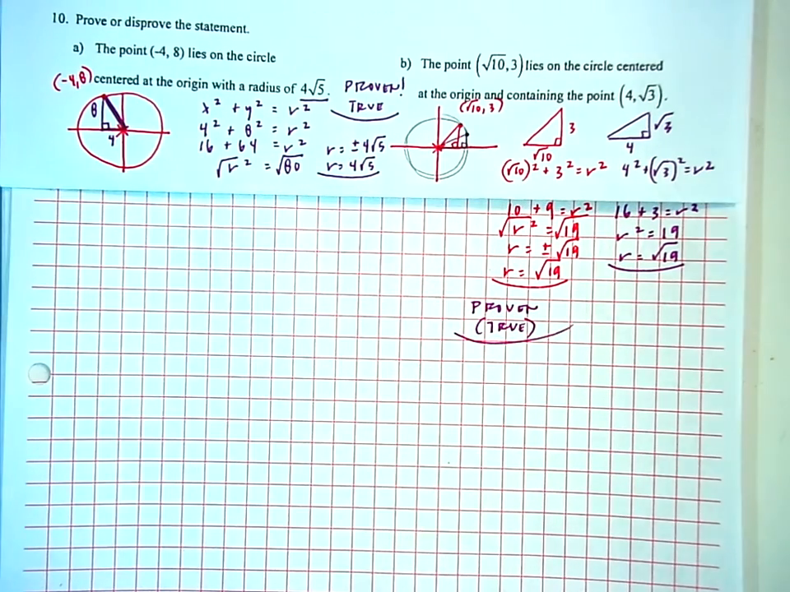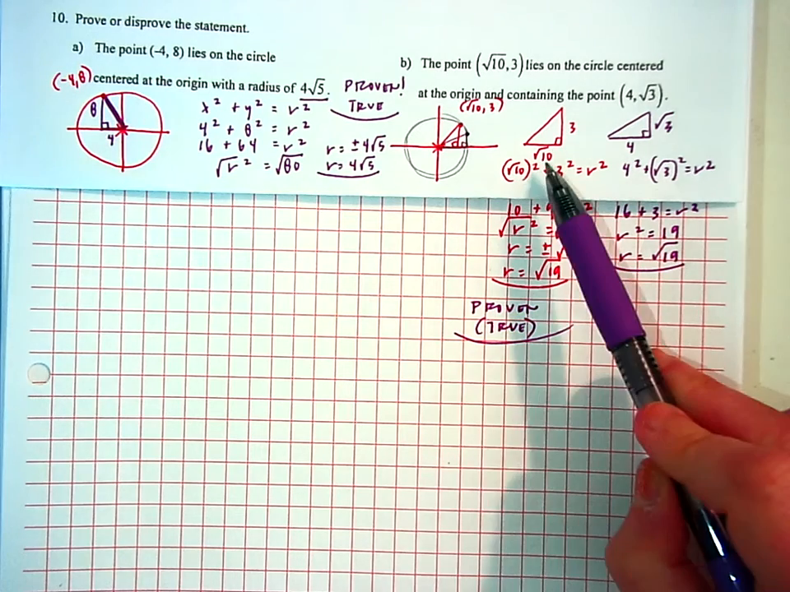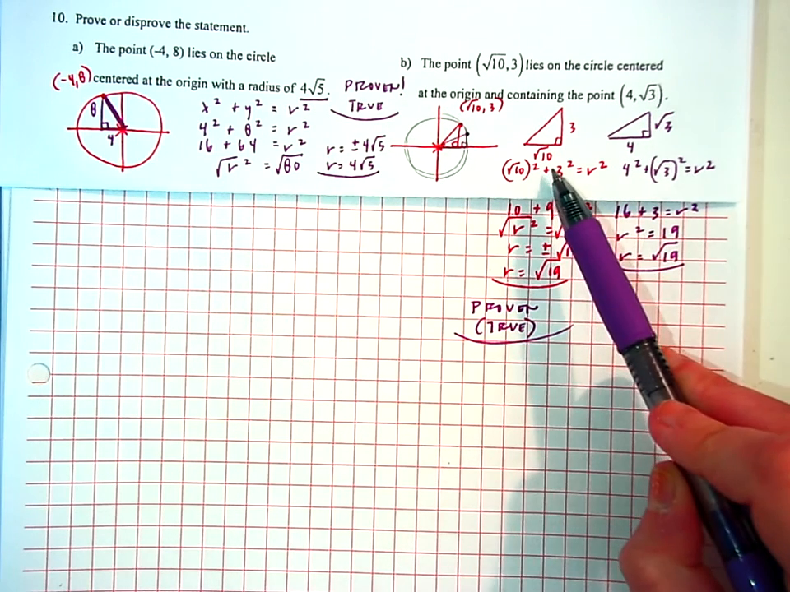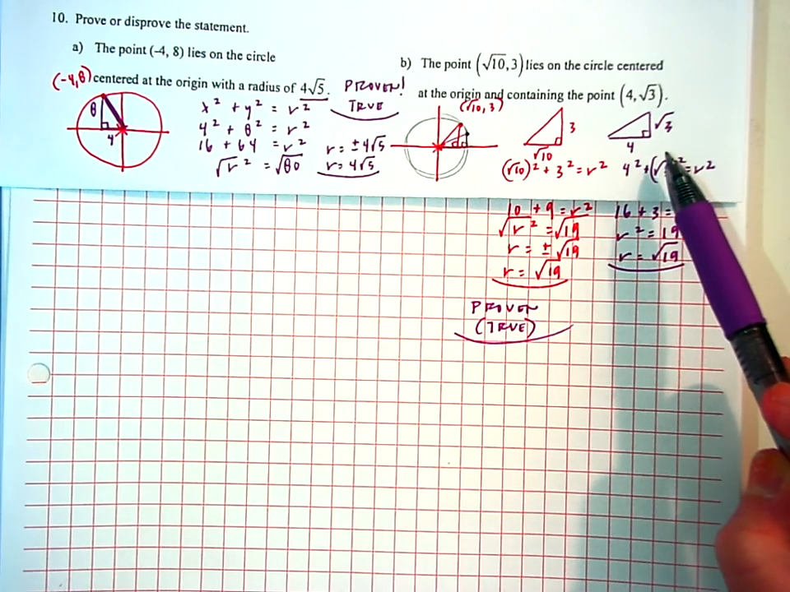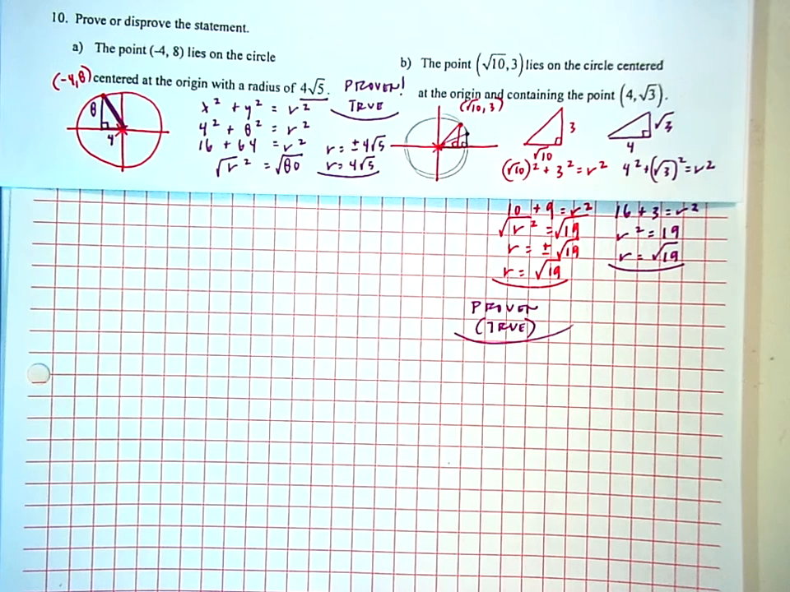Again, because the radii match. We know that here, with that given point, the radius is the square root of 19. With this given point, the radius was also the square root of 19. So they must be points on the same circle with the center at the origin.